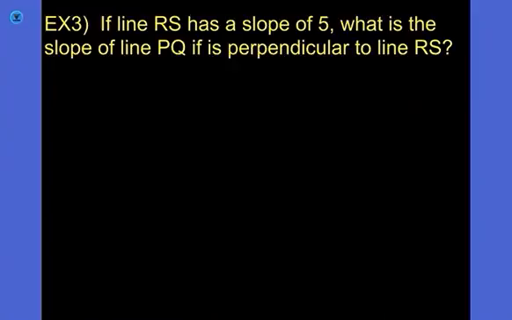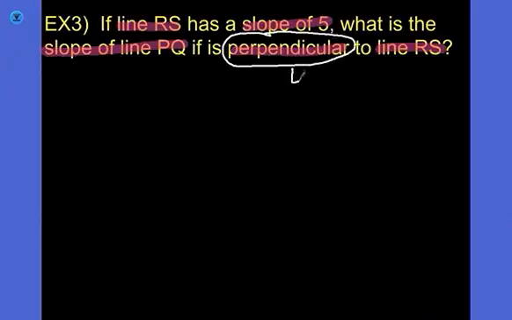Number 3, if the line RS has a slope of 5, what is the slope of PQ if it is perpendicular to line RS? So it's important that we're talking about line RS with a slope of 5, and that we want the slope of line PQ if it's perpendicular to line RS. So that word perpendicular tells me that I need negative reciprocals for my slopes.